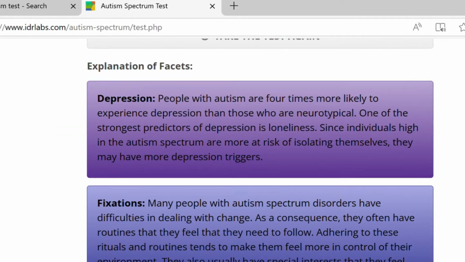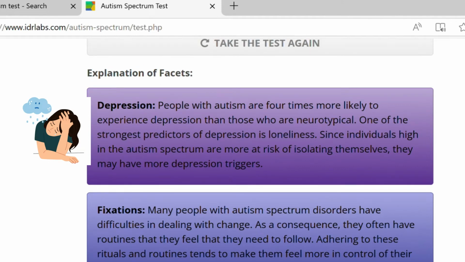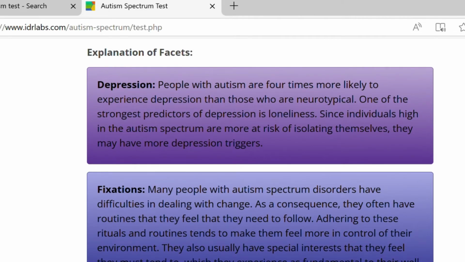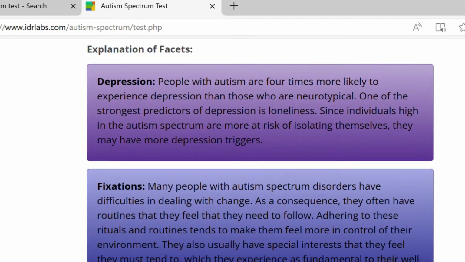So here's a little bit of explanation for you why they pick these certain topics to go on the wheel. The first one is depression. So it says that people with autism are 4 times more likely to experience depression than those who are not. And it makes sense when we are experiencing loneliness, having trouble connecting with people.